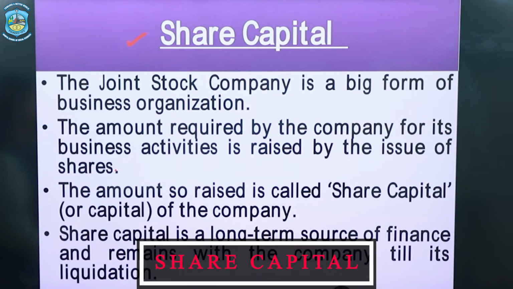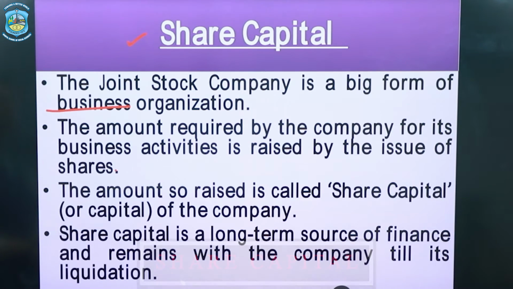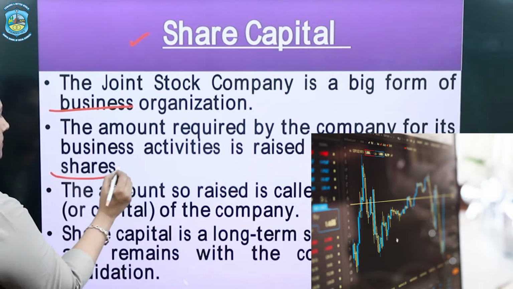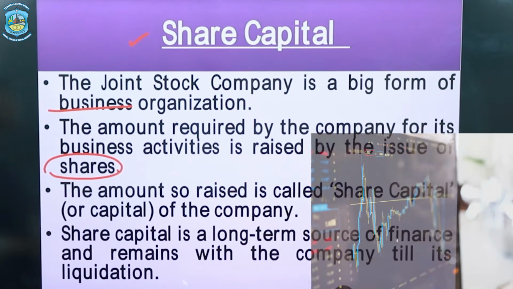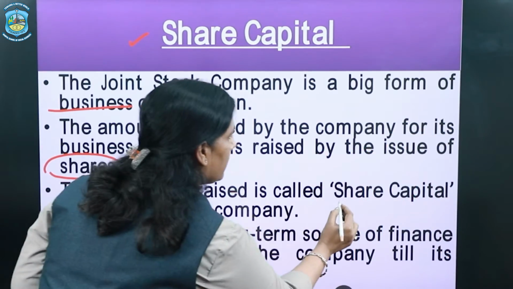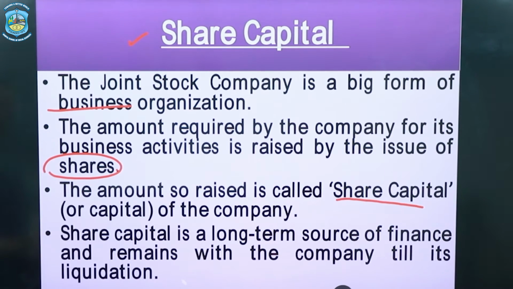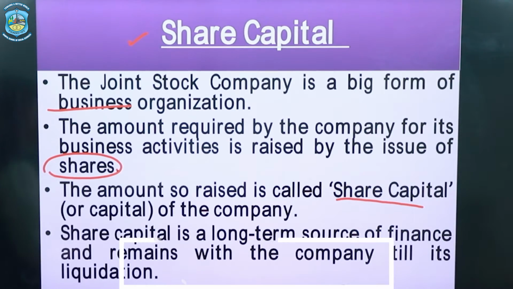As we know, the joint stock company is a big form of business organization. The amount required by the company for its business activity is raised by the issue of shares. The amount so raised is called share capital or capital of the company. Share capital is a long source of finance and remains with the company till it goes into liquidation.